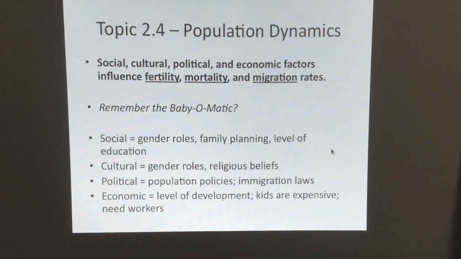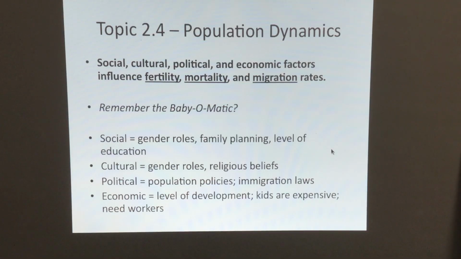So topic 2.4 is population dynamics. Social, cultural, political, and economic factors influence fertility, mortality, and migration rates. One of the first things we did with this unit was something called the Baby-O-Matic, where remember you did a little quiz and it calculated about how many kids you would have. Most people average 2, and that's the average in the United States. So what we look at is that population is definitely going to be influenced by several factors.